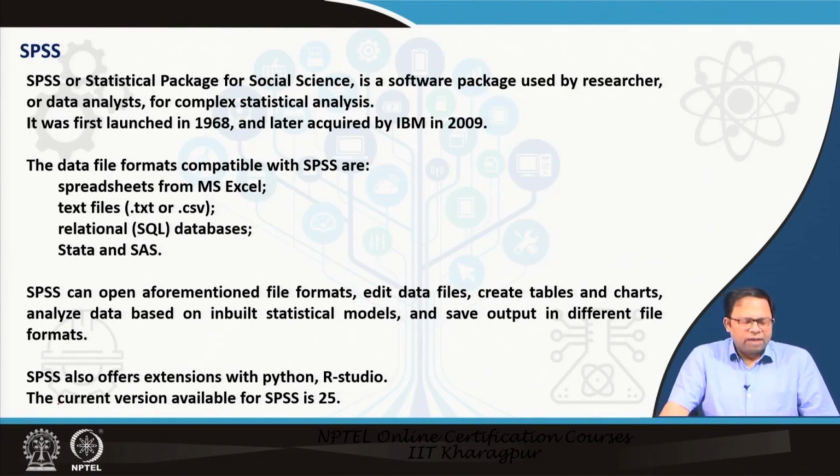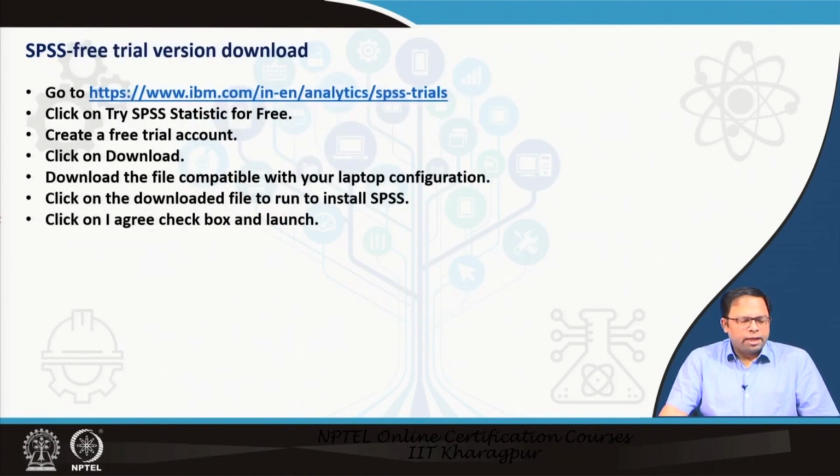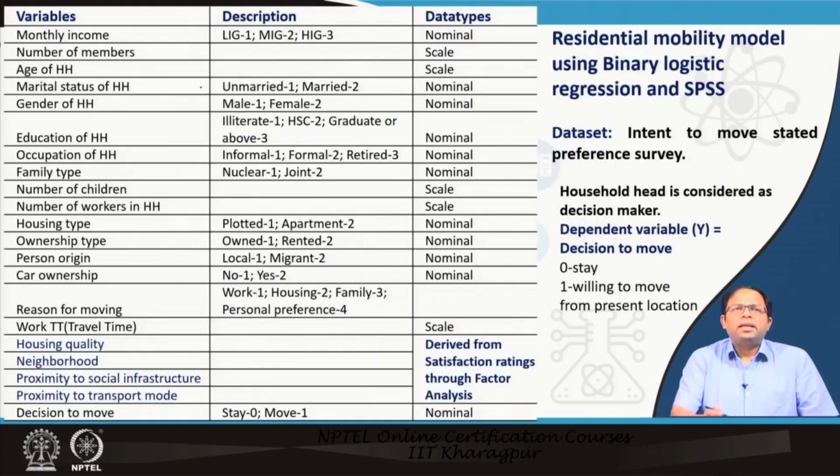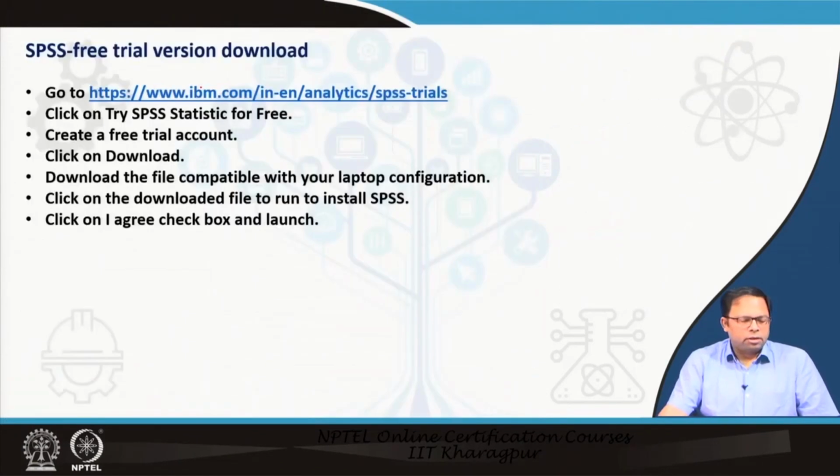The current version available for SPSS is 25, and you can download it from this web link. You can try SPSS Statistics for free. You can create a trial account and then download it, and eventually your institution can buy it, or you can just use the trial version to learn the different aspects from this particular course.